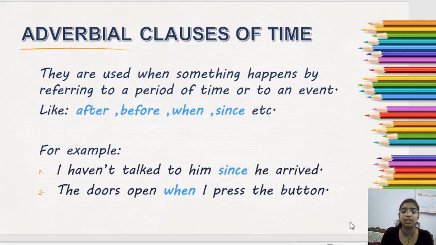So this part is a clause. Here we can also observe that both conditions are satisfied for being a clause. The first condition was that it should have a subject, and the next condition is that it should have a verb. In the second sentence, when I press the button, I is the subject and press is the verb. Since he arrived, he is the subject and arrived is the verb. Let's move to the next slide.